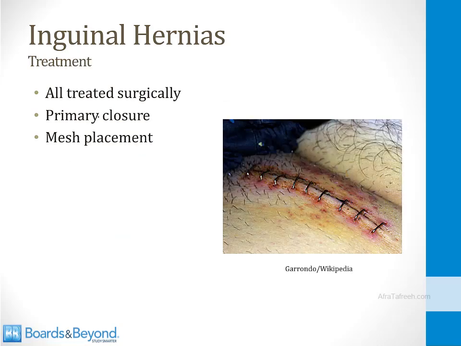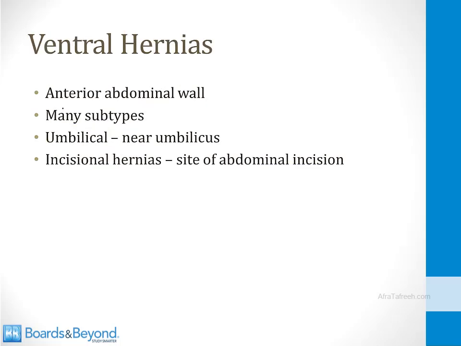The treatment for all types of hernias is surgery. You can do a primary closure where you stitch the defect closed. There are also meshes that are sometimes placed into the groin to protect it from further damage over time. Now that we've talked about all the types of inguinal hernias, let's talk about other types of hernias.